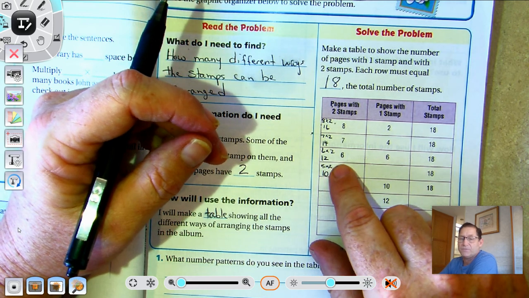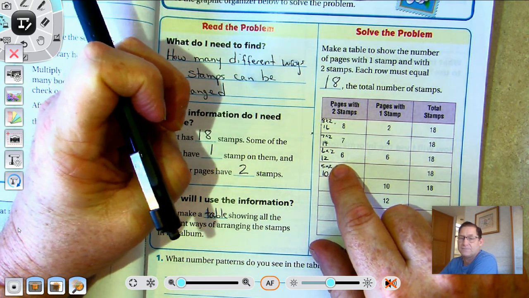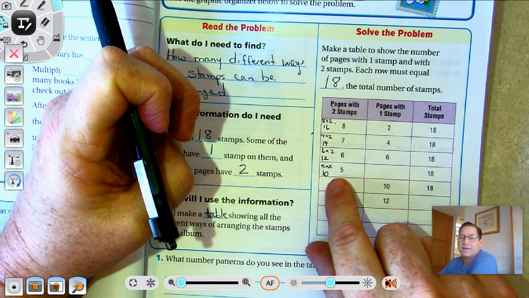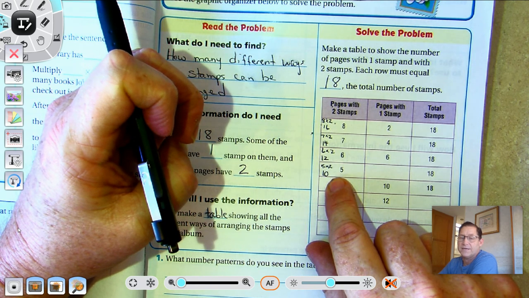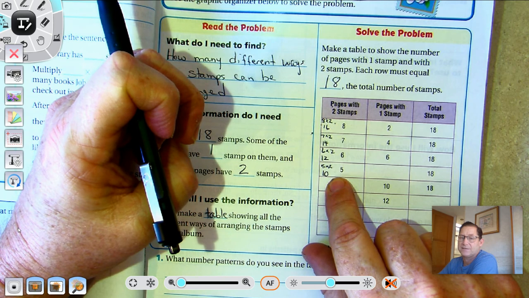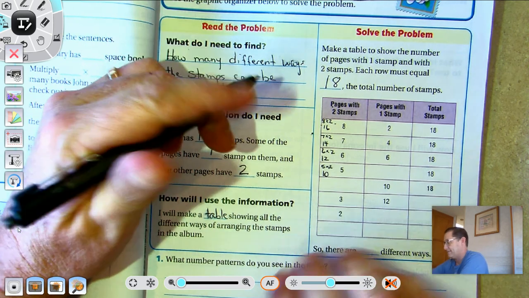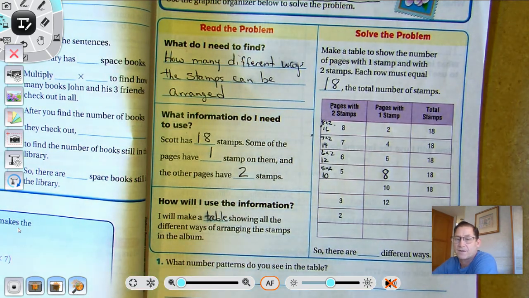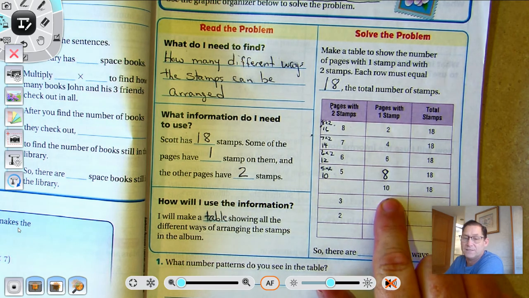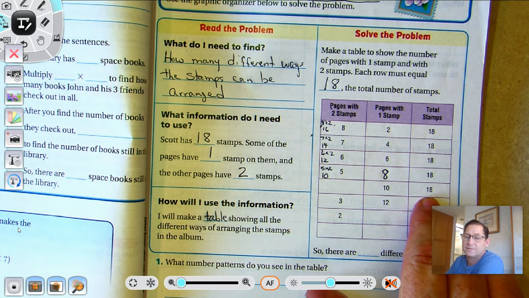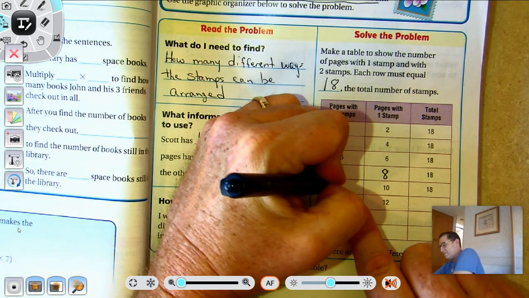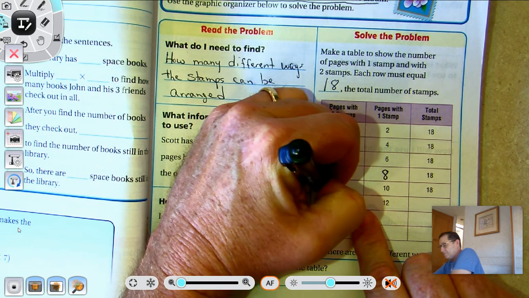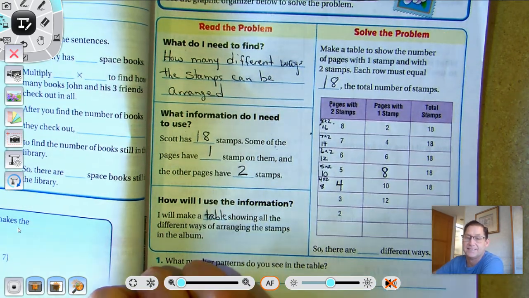If he had 6 pages with two stamps, he'd have 12 stamps, and he'd need 6 pages with one stamp to equal 18. If he had 5 pages with two stamps, that would be 10 stamps. 10 plus what is 18? He'd have to have 8 pages with one stamp. Okay, if we had 10 pages with one stamp, that leaves us 8 stamps. 8 divided by 2 would be 4. So 4 times 2 is 8, and 10 plus 8 is 18.